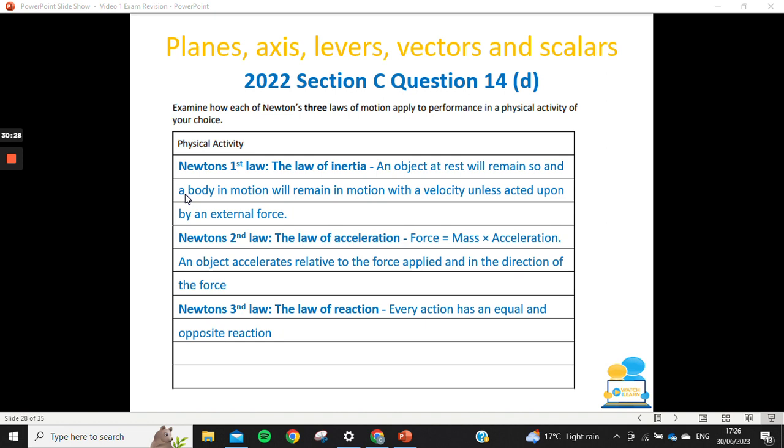Newton's second law, the law of acceleration: force is equal to mass times acceleration. An object will accelerate relative to the force applied and in the direction that the force is applied. And Newton's third law, the law of reaction: every action has an equal and opposite reaction.